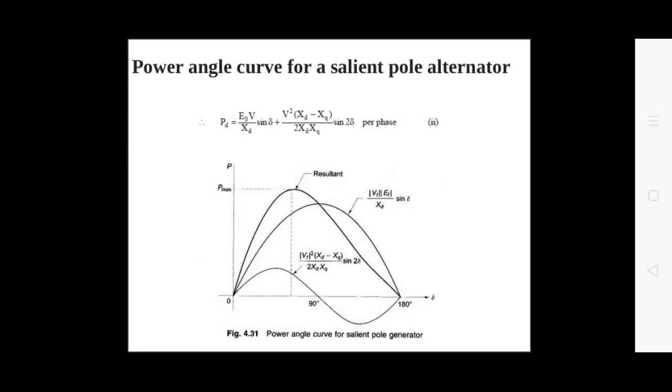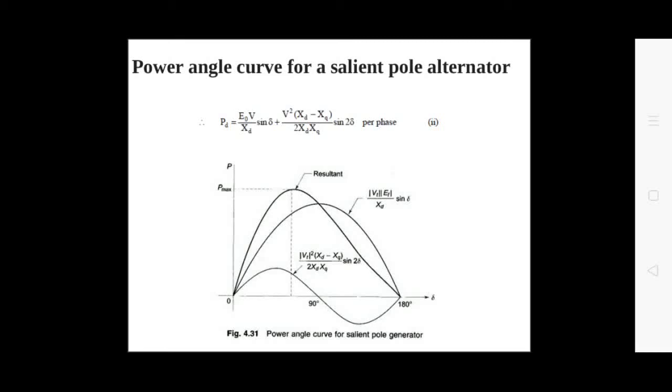In this section, we will discuss the power angle curve for salient pole as well as cylindrical pole alternators. The power angle curve is a graphical representation of electrical output with respect to the power angle. As we know, the power angle is also known as the load angle. Therefore, it can be said that this curve is a graphical representation of the electrical output of the generator with respect to the load angle. Now we have the power equation for a salient pole alternator as PD equals E0 V by XD into sin delta plus V square into (XD minus XQ) by 2 XD XQ into sin 2 delta.